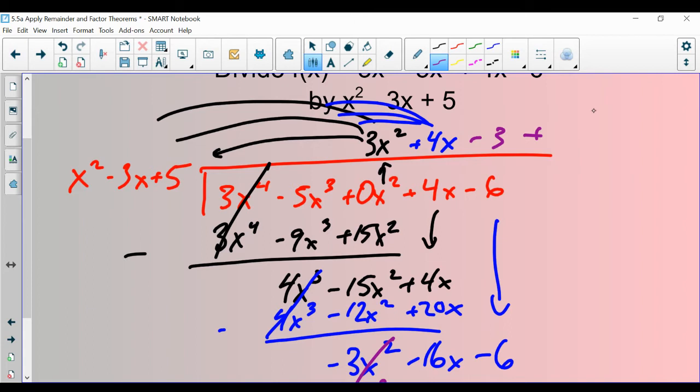So it would be plus negative 25x plus 9 over x squared minus 3x plus 5, final answer.